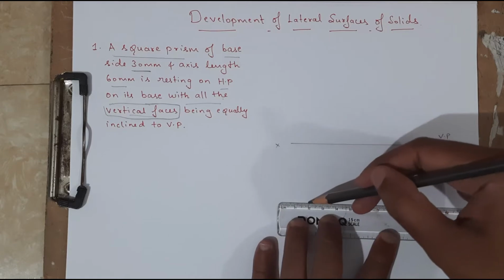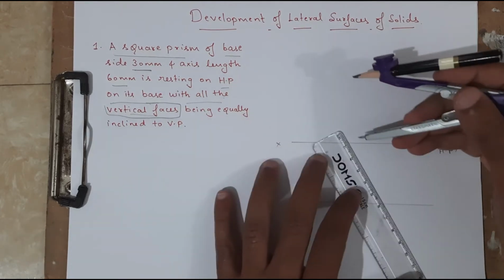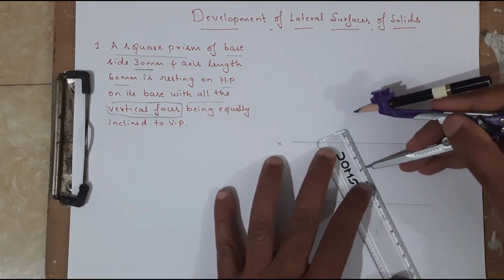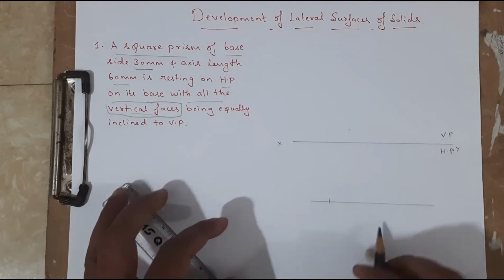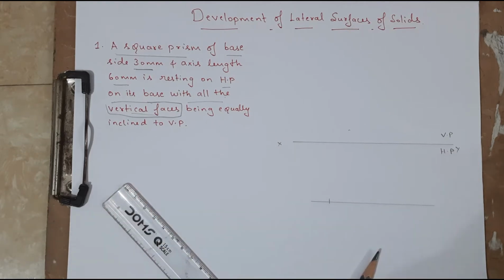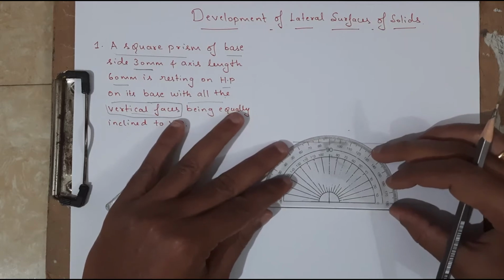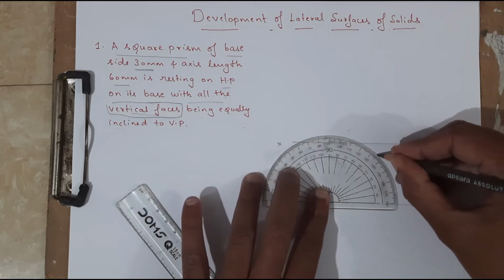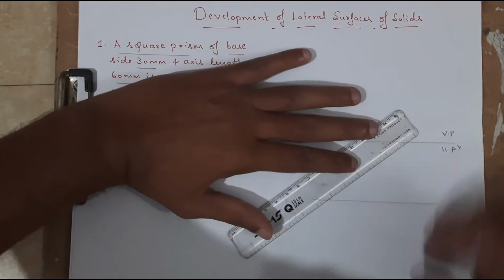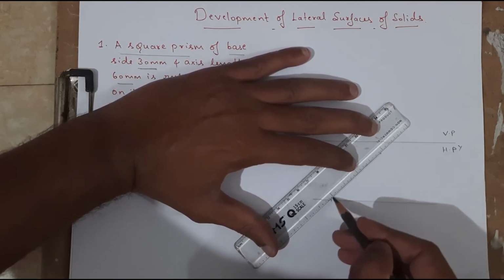let me show you. So I am going to draw a horizontal line. I am going to take a measurement of 30 mm with the help of compass. Okay, I am going to fix one corner. From this corner I am going to draw a line which is inclined at an angle of 45 degree. First I am going to draw the top view. So the top view is inclined at an angle of 45 degree.